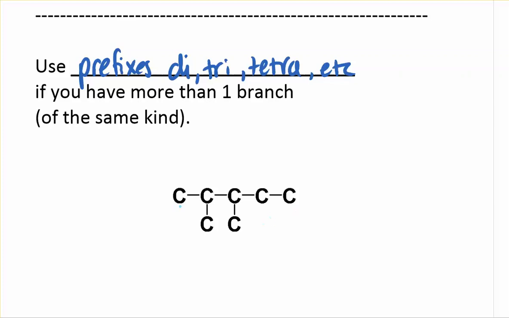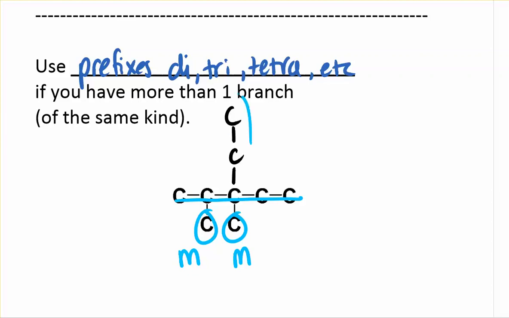So on this one, my longest chain is straight across, and that gives me 2 methyl branches. This is what it looks like when you have 2 methyl branches. Sometimes people confuse that with an ethyl. An ethyl branch would look like this, and I would circle it like so. That's what an ethyl branch looks like. These are 2 methyls. When I number this, I'm going to number from the left because it's closer to a branch.